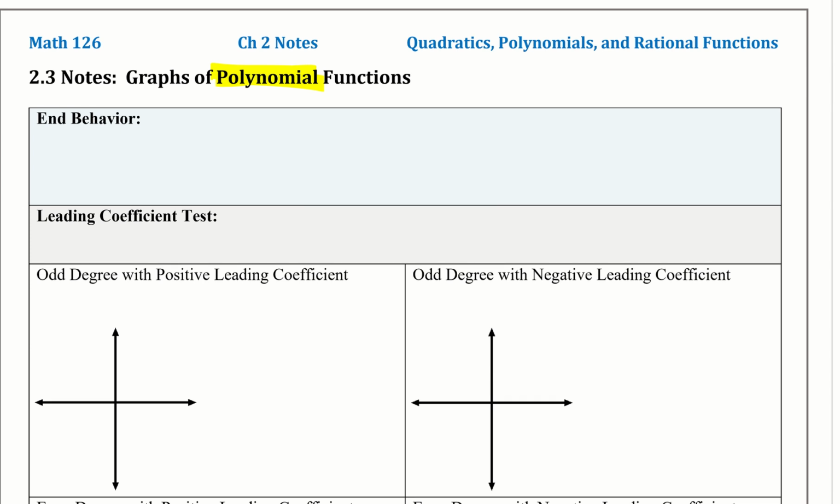When we're looking at end behavior, we are finding a way to describe the heights that are being approached at the far left and far right sides of the graph.